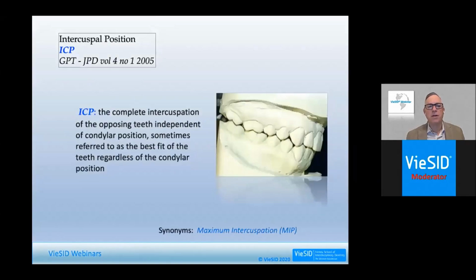Intercuspal position, or ICP, is the complete intercuspation of the opposing teeth independent of condylar position. Sometimes this is referred to as the best fit of the teeth regardless of condylar position. Synonyms include maximum intercuspation, or MIP.